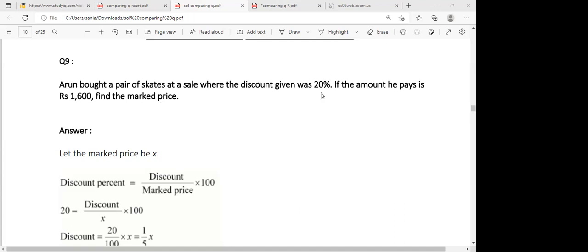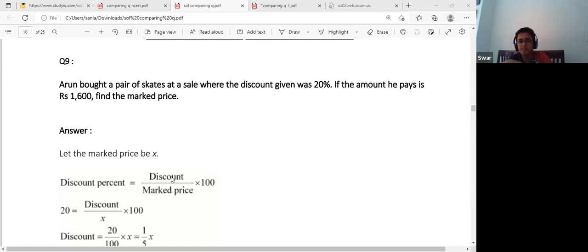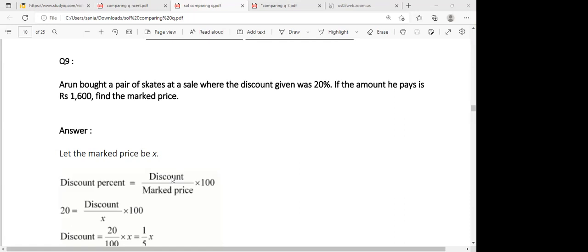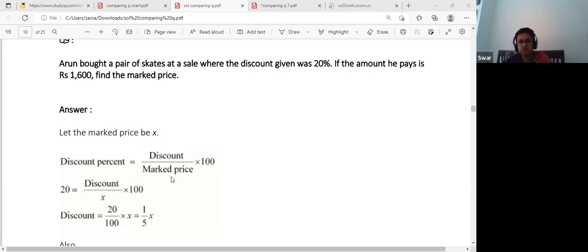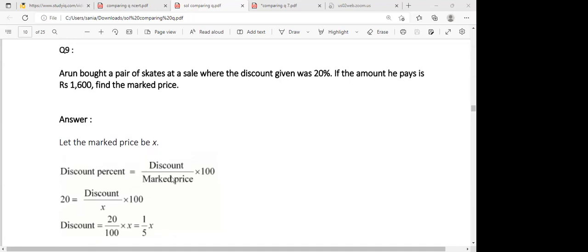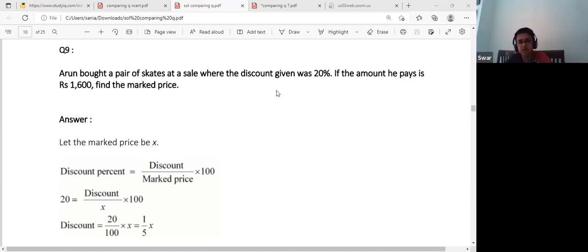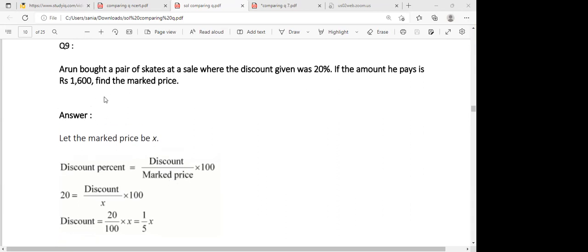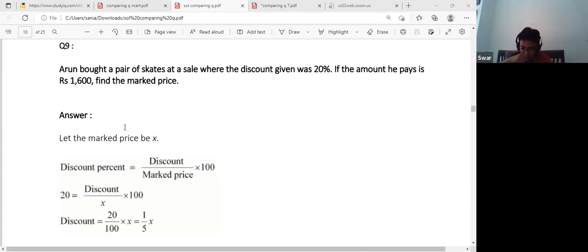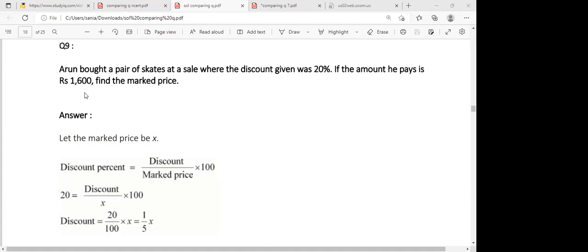So over here, discount percentage is given. From discount percentage, you will find discount. So what did you get for discount? Ma'am, 320 rupees. How come? What did you do? Discount percentage is given, but 20 upon 100 multiplied by 1600. Swar, is 1600 your marked price? Tell me. Is 1600 your marked price or sale price?